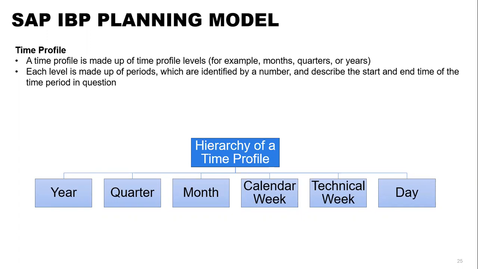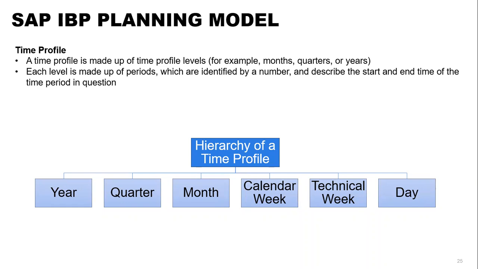So now the next planning model entity is the time profile. The time profile is where you define the hierarchy of the time periods, like yearly, quarterly, or monthly. So whatever level hierarchy you want to define, or you want to plan at, those levels you just need to define in the time profile. Okay, so year, quarter, month, calendar week and the technical week.